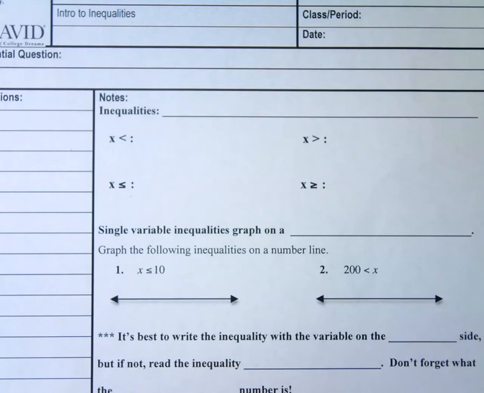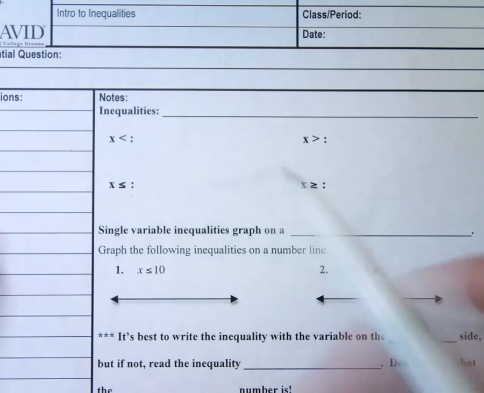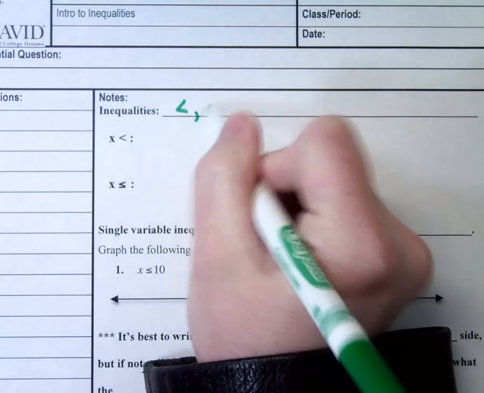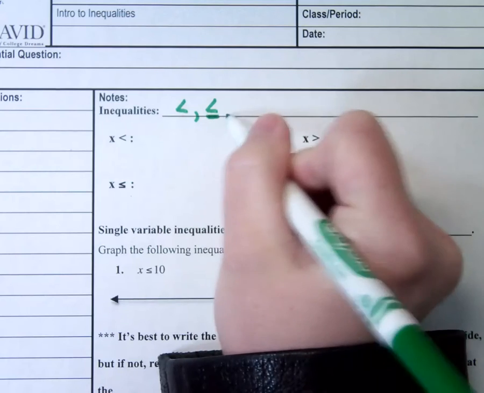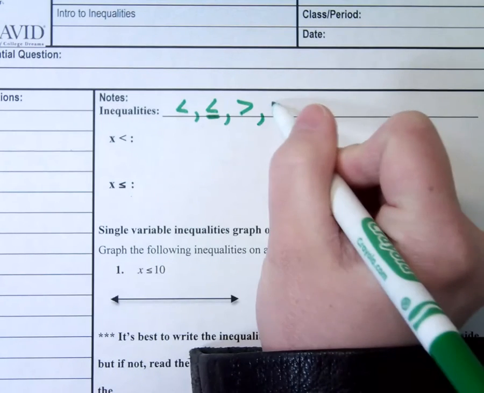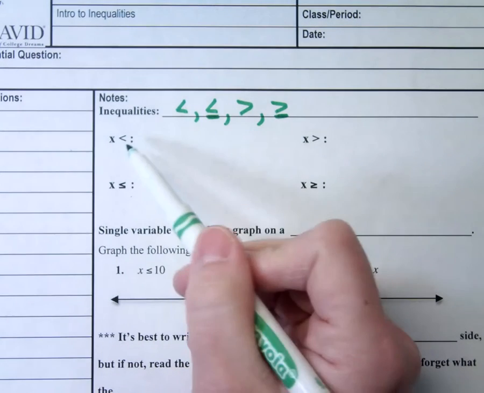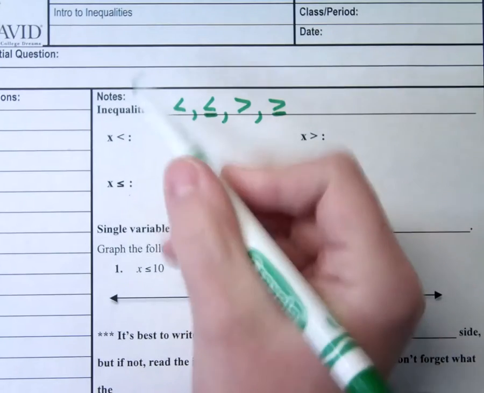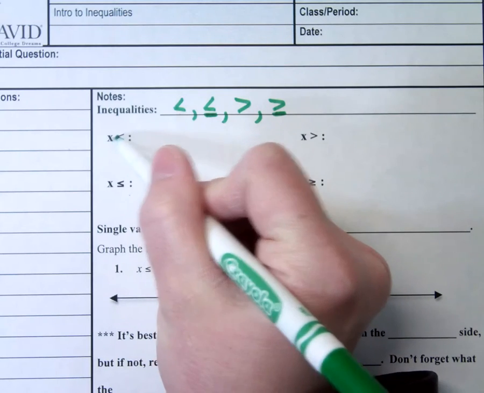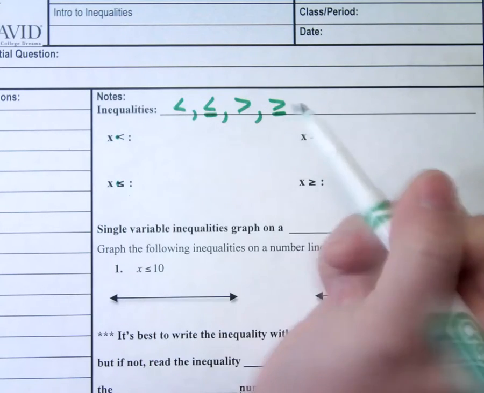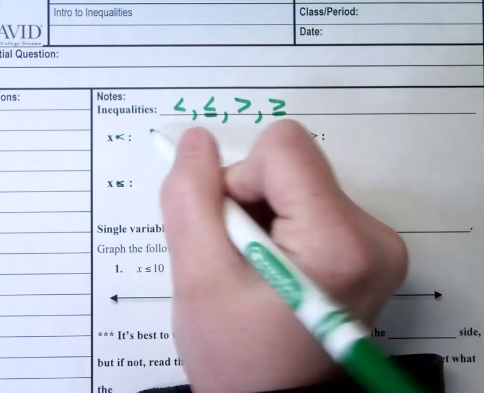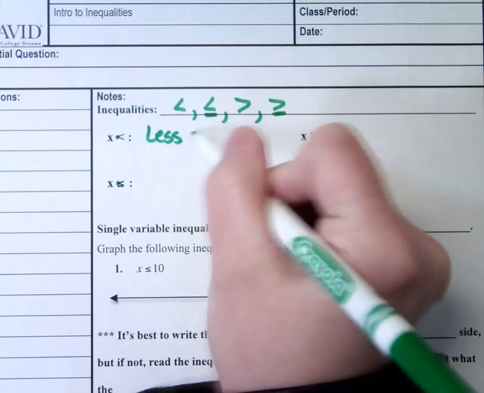Okay, we are going to learn about inequalities. Our inequalities are our less than or equal to, our greater than or equal to symbols. So those are inequalities. When I see these two examples, I see that this pointed end is facing the x, so I know that this means less than.